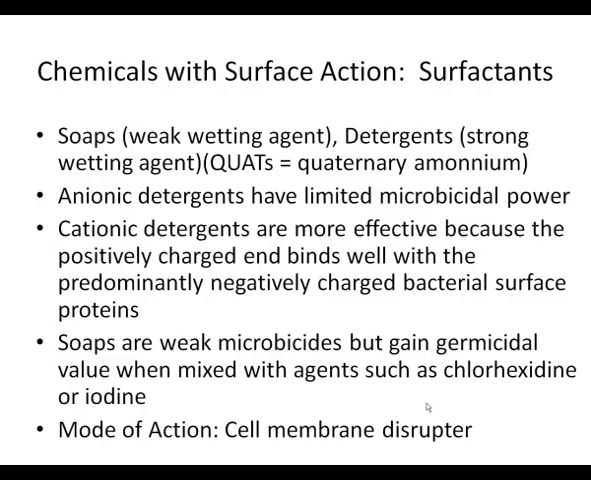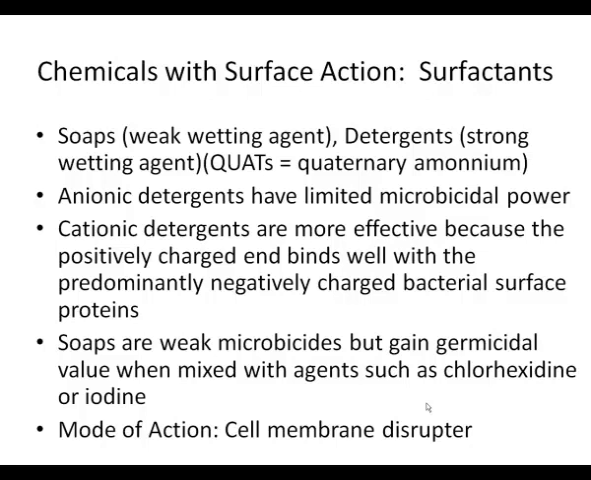Quats, or quaternary ammonias, are also surfactants. We'll talk about each of these a little bit. You have anionic detergents. These basically have very limited microbial power. You're not going to use these very often. But these cationic detergents, remember, have a positive charge. Cations have positive charges, and they are going to bind well to the negatively charged surface proteins of the bacterial cell. When they bind to those surface proteins, they're going to start ripping those proteins apart, and now we've got these big holes in our membrane, and the membrane then will disintegrate.